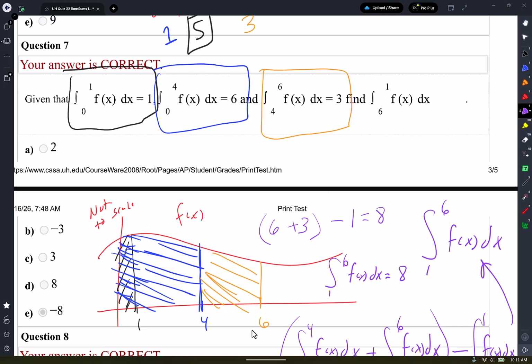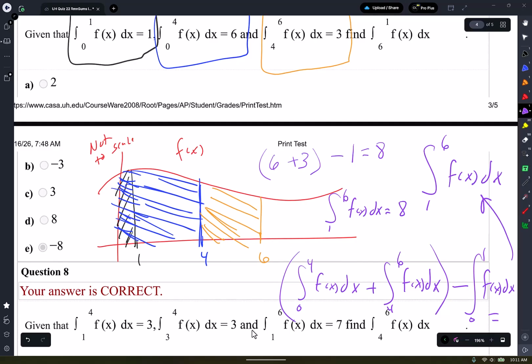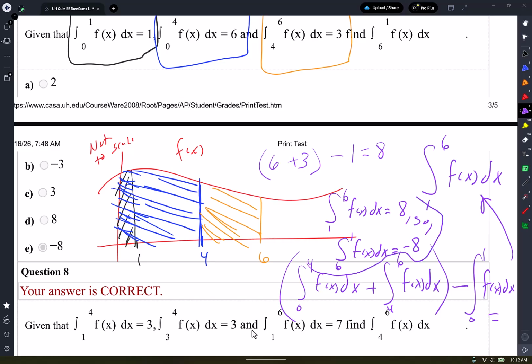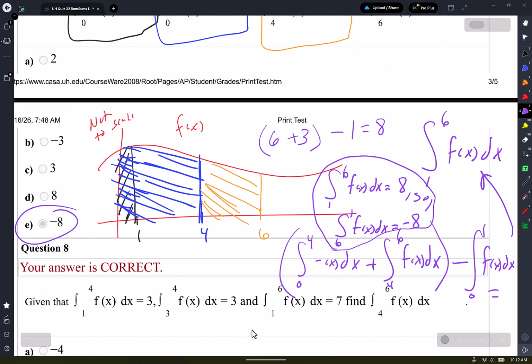Now that I have that, remember yesterday we learned the properties? What happens when I switch the limit? It turns negative. So I'm going to go, integral from 6 to 1 of f of x dx is equal to what? Negative 8. Do you guys see how we did it? Do you see the logic? If you do this with logic, guys, you will always get it right. It's the rules from yesterday.